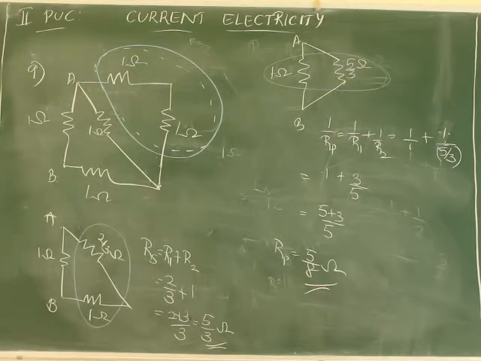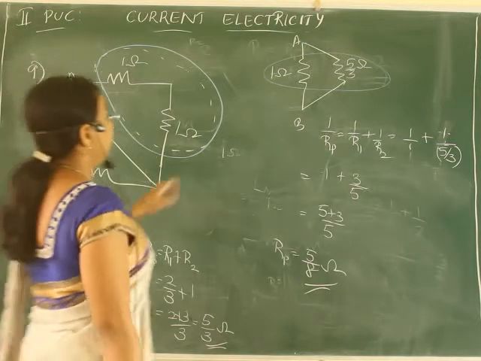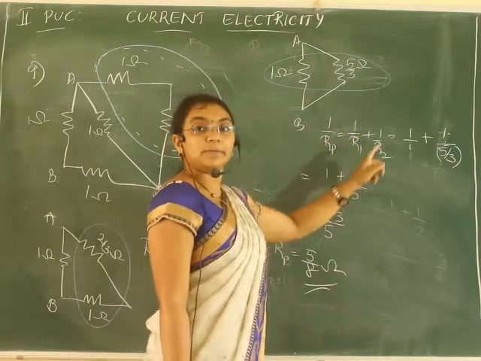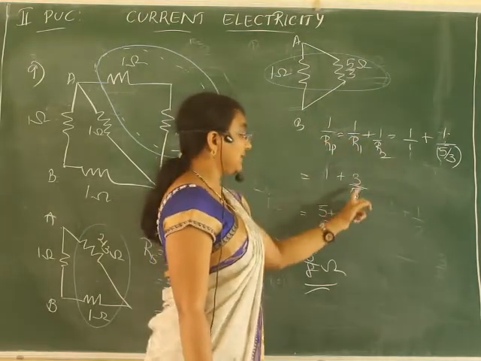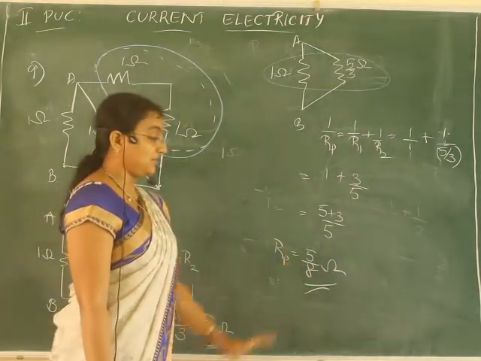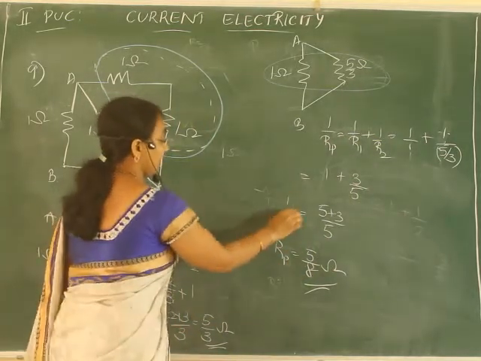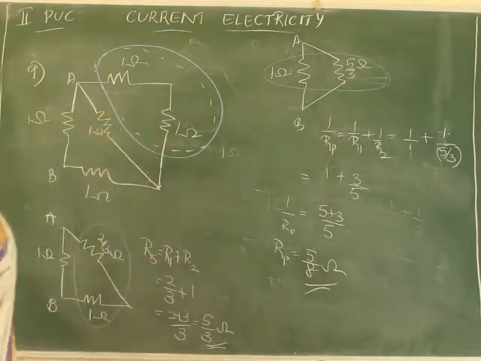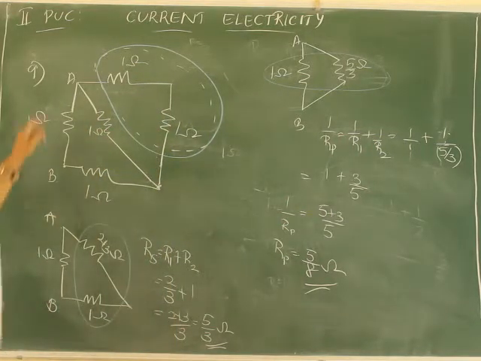So what is the answer we get? After this is in parallel. So now 1/Rp is equal to 1/R1 plus 1/R2. We get 1 plus 3 by 5, 5 plus 3 by 5. Rp is equal to 5 by 8 because this is 1/Rp. Correct? Inverse. Now, understood how to calculate between A and B.